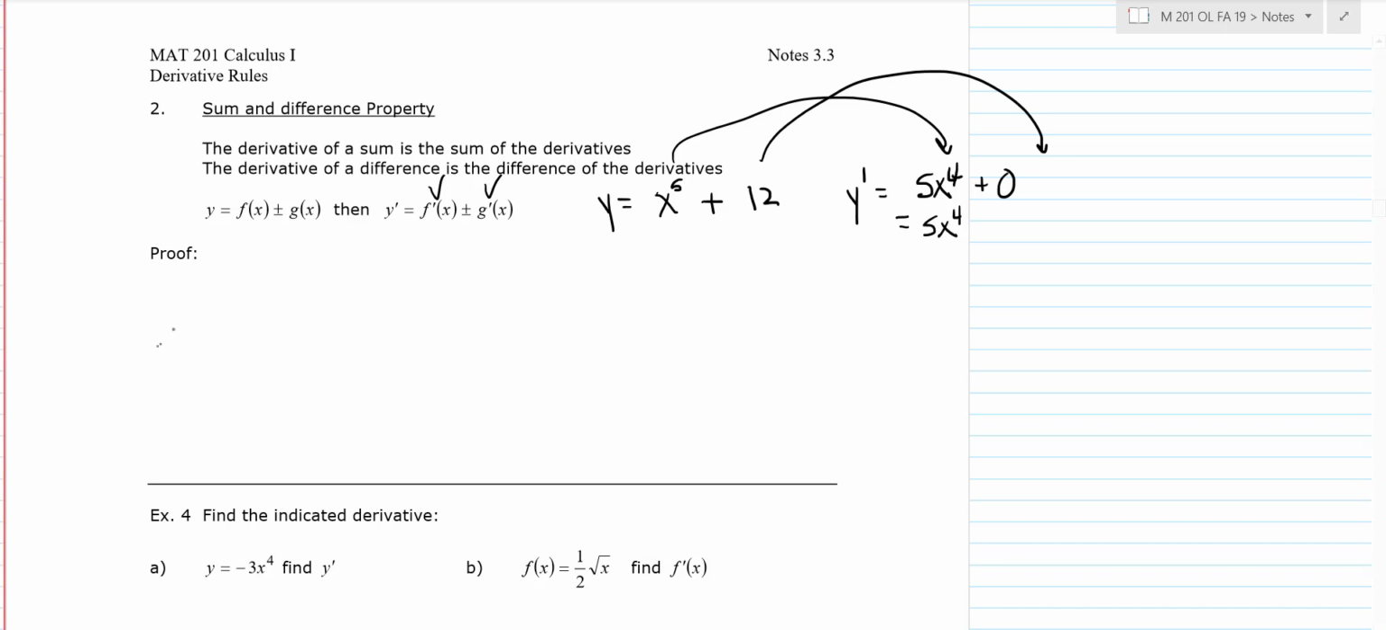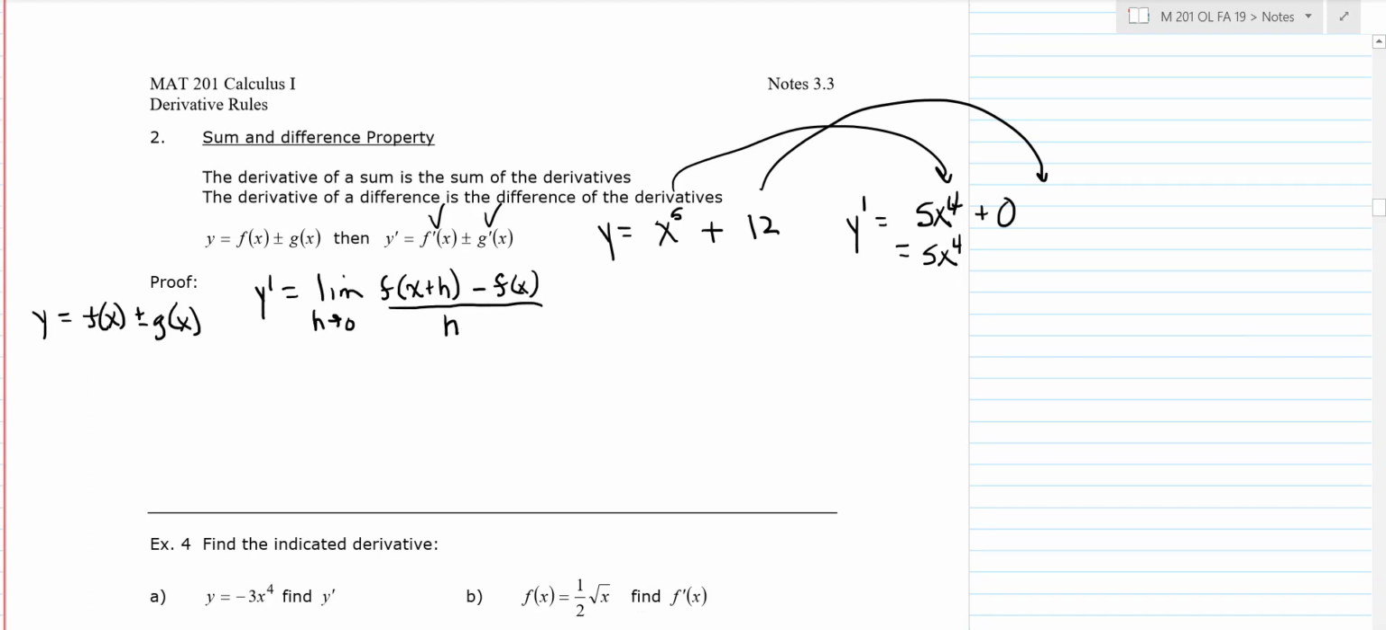Okay, let us prove. All right, so what we have is y. Let's just write this as f of x, plus or minus g of x, like that. So again, what we're going to do is plug into the difference quotient. The definition of derivative, again, is the limit as h goes to 0 of f of x plus h minus f of x all over h, like this. Okay?